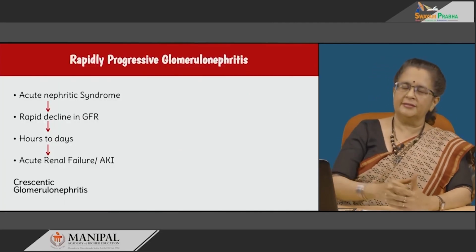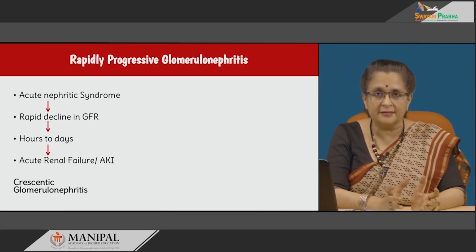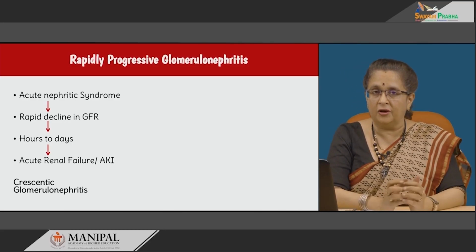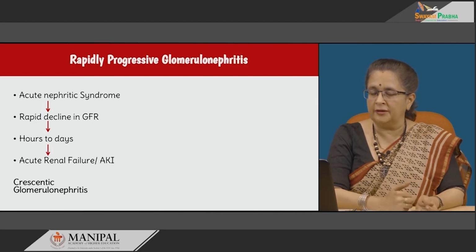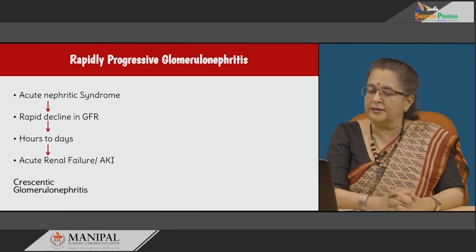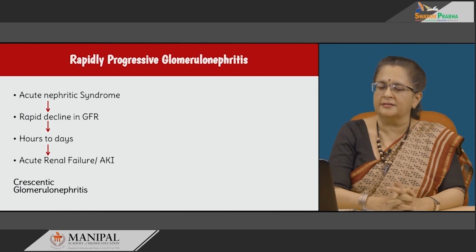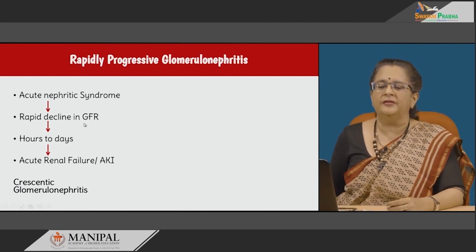Next we move on to the next syndrome, that is the rapidly progressive glomerulonephritis. Now as the name suggests, it is rapidly progressive. So from nephritic syndrome, it progresses within hours to days to acute renal failure, also called acute kidney injury, and the most important cause is crescentic glomerulonephritis. So there is a rapid decline in glomerular filtration rate in these cases.